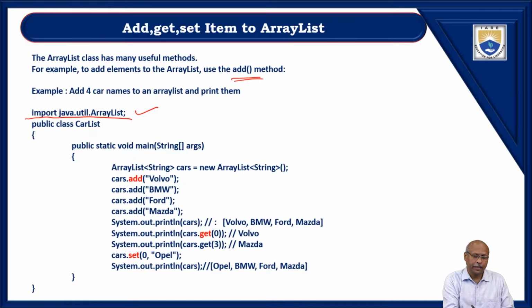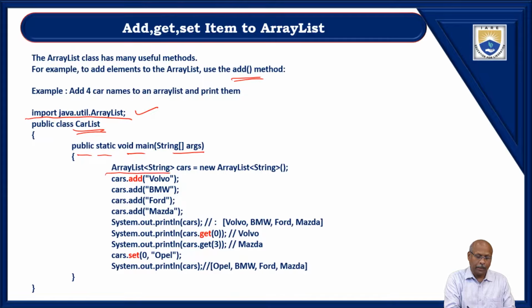So first import it, then write the class, public class CarList, because I want to store all types of cars. So I want to maintain a list of cars with the class name CarList. CarList is my own name, so you can write your own. Then write public static void main, String args array. This is your driver code.